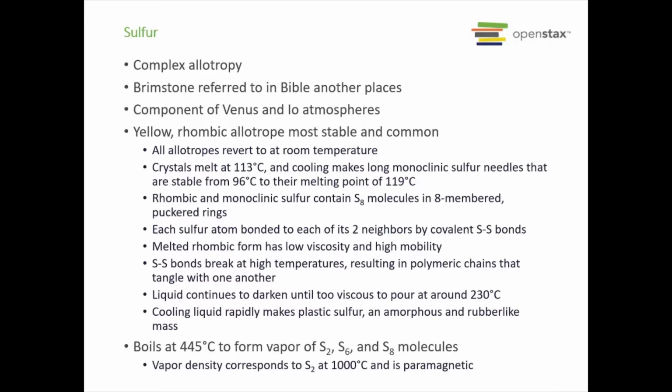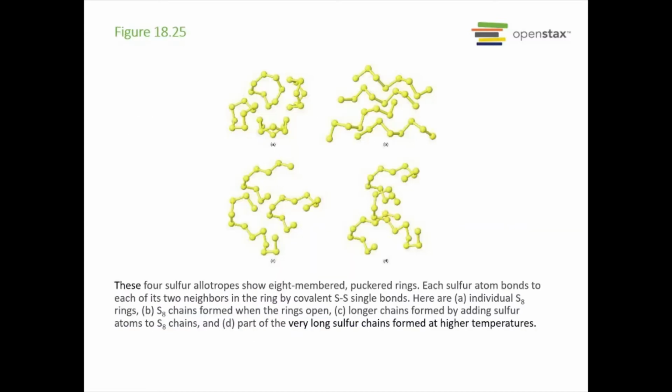At 445 degrees Celsius, the sulfur will start boiling and will form vapor of S2, S6, and S8 molecules. And the density of the vapor corresponds to actually S2 at 1000 degrees Celsius, and it's paramagnetic, much like O2.